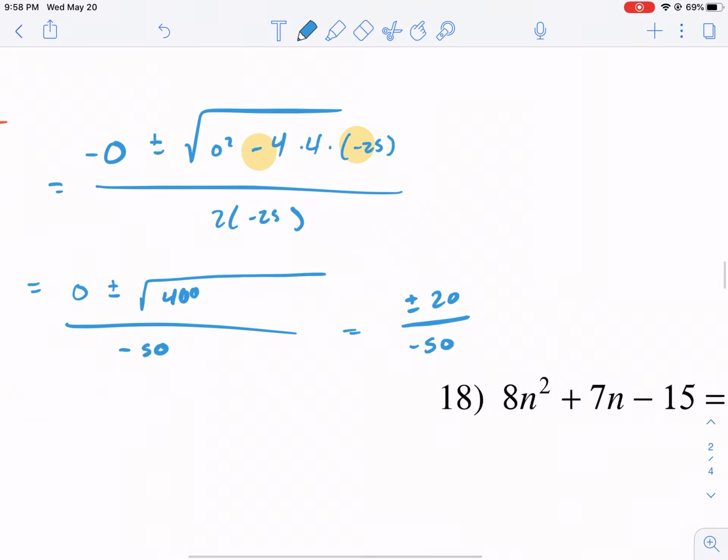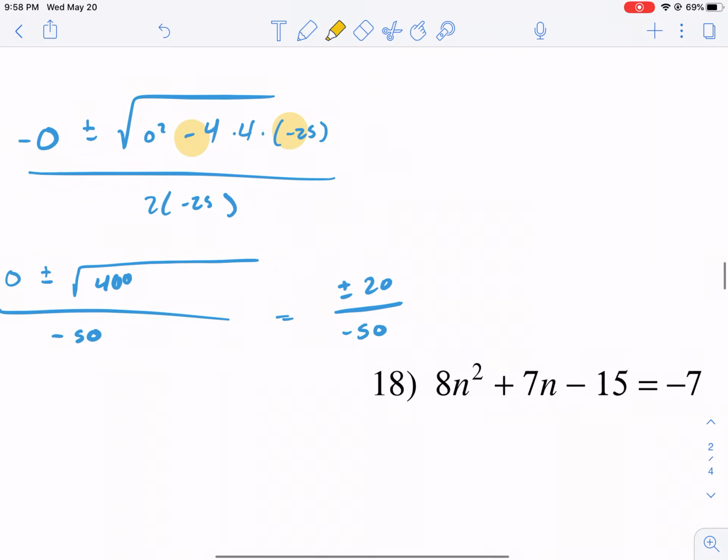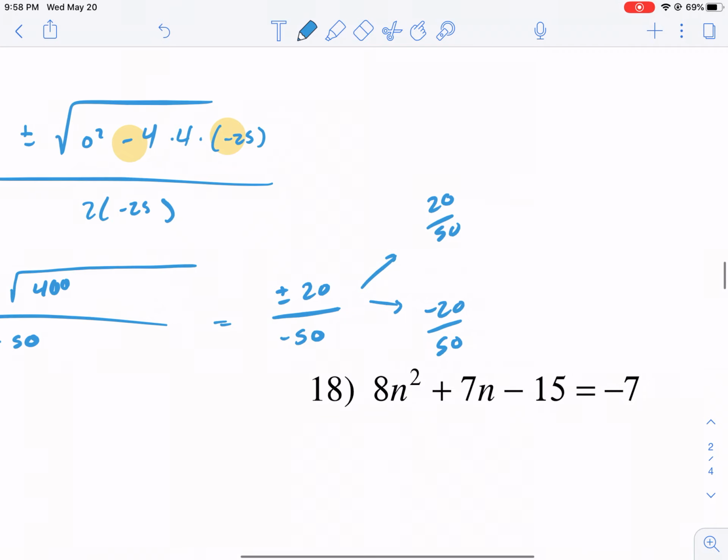Now, we have two answers here. Don't be scared of this plus or minus here, okay? And the 0 actually makes things a little bit more simple. So we have two answers. We have positive 20 over 50, and we have negative 20 over 50. Always make sure you split this. So then we have 2 over 5, and we have negative 2 over 5. And those are our two answers.